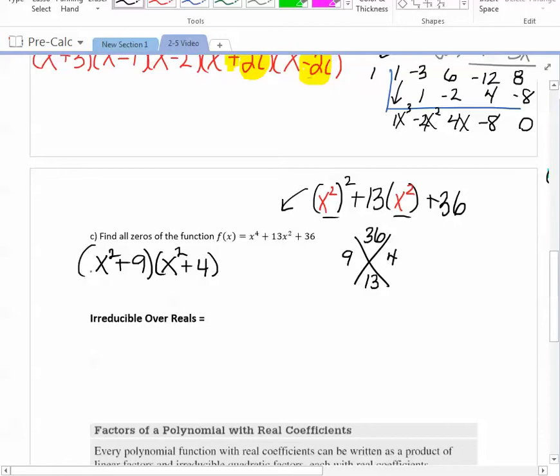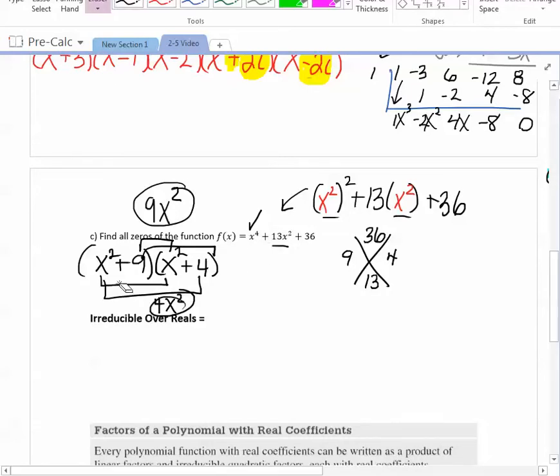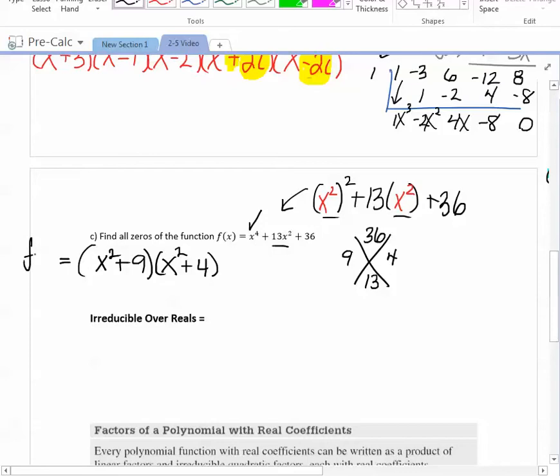So you could check this. This FOILs out correctly. X squared times x squared will give you x to the 4th. And then you get a 9x squared here, and a 4x squared here, and then you get the 36. And the 9x squared and the 4x squared will add to give you the 13x squared. Okay, but checking aside, we are looking for the zeros of this function. This is not factorable, this is not factorable. In fact, we just did this one. You're going to get plus or minus 2i.